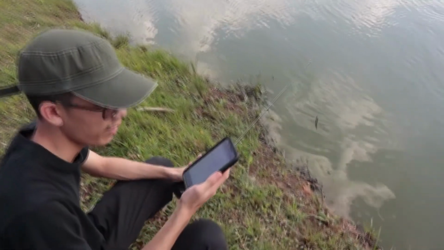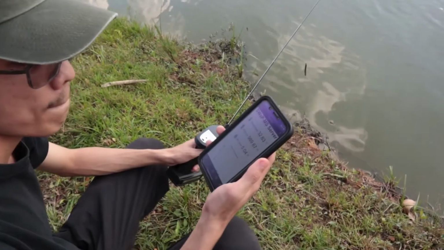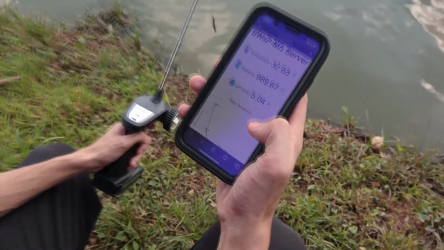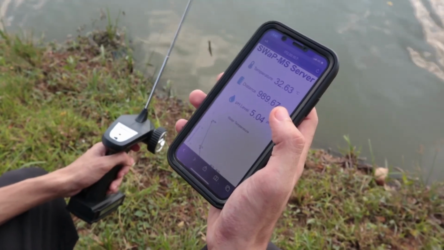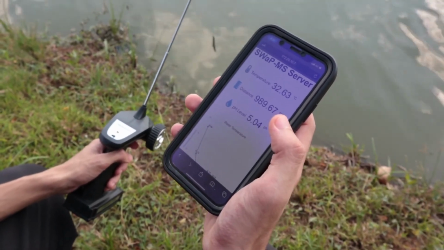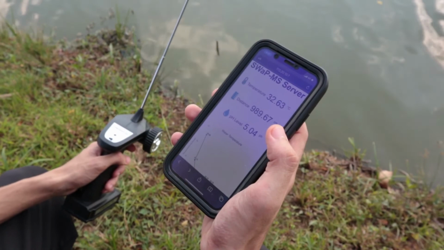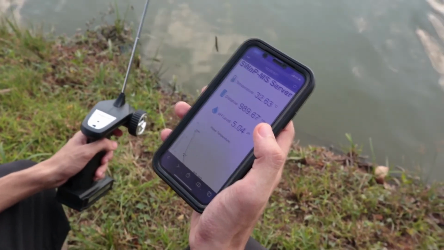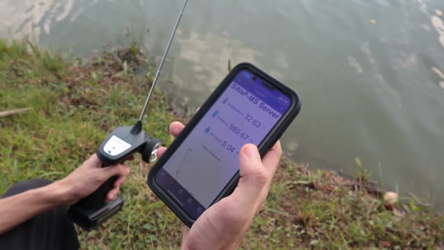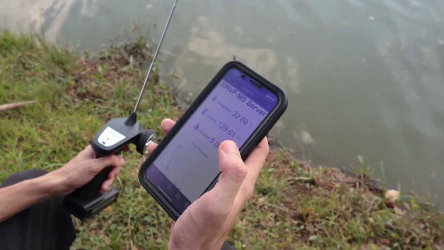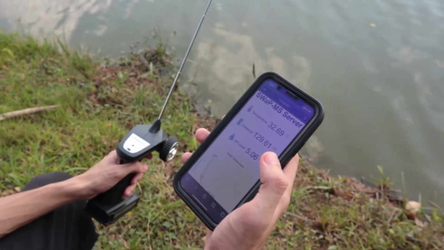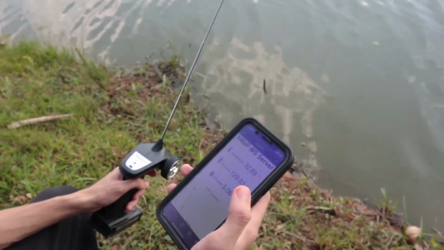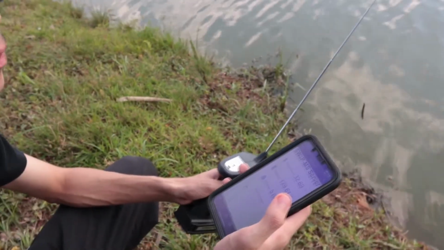The pH level is 5.04 there, and the temperature is 32.63. The distance doesn't make sense, maybe some sort of error. It's around 1 meter, so that makes sense: 129.61 centimeters. We're going to proceed over 5 more meters.